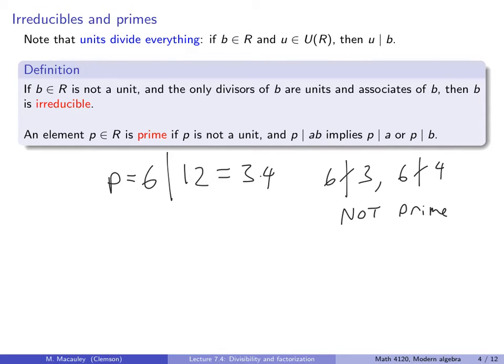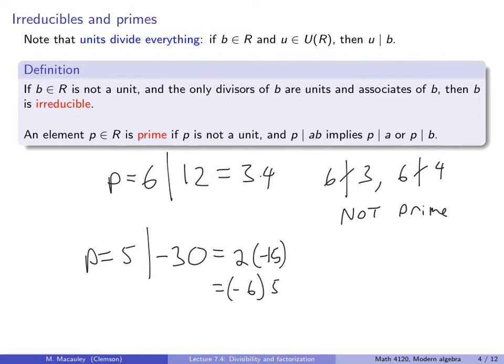Next, let's try p equals 5. Now I claim that anything that 5 divides, let's just pick something, pick negative 30. No matter how you try to factor it, you can factor it as 2 times negative 15, or you can factor it as negative 6 times 5. It's always going to be the case that 5 divides one of those two numbers. Here it divides negative 15, here it divides 5. And that's because p is prime. That's what it means to be prime.